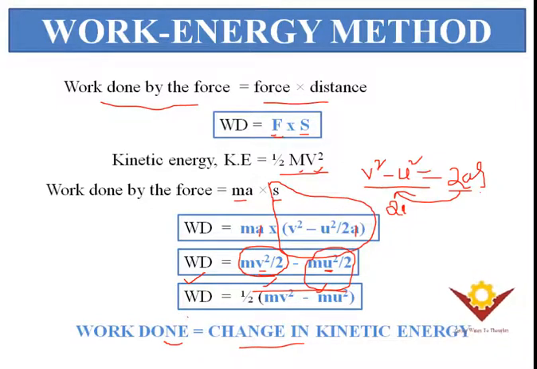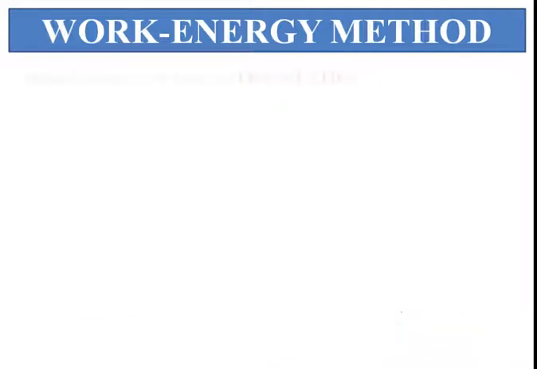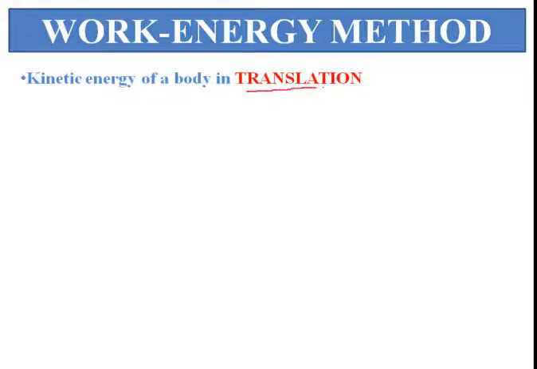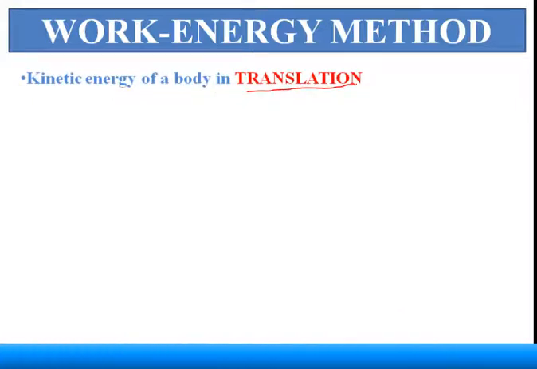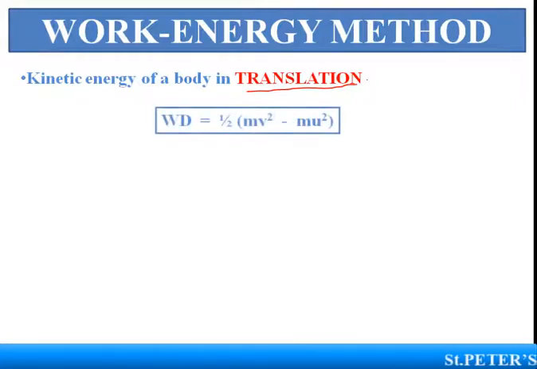Now we'll see the change in kinetic energy of bodies for the different motions: translation, rotation and general plane motion. We have three different motions. For these three different motions, we'll see how to write the kinetic energy or work energy equation. We can call this the work energy equation. Now the kinetic energy of a body in translation. The first one is translation, which is one type of motion.